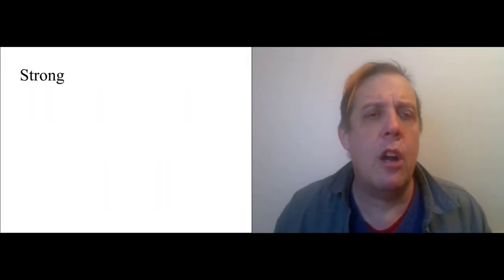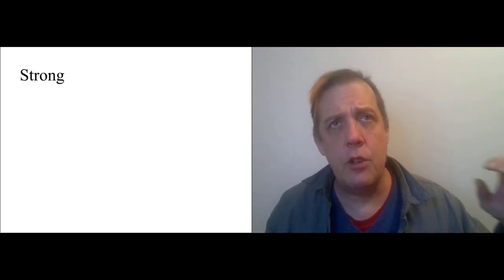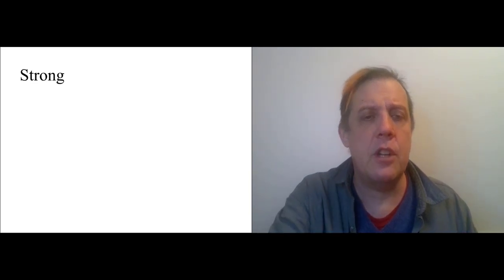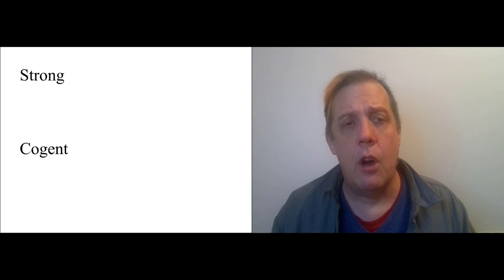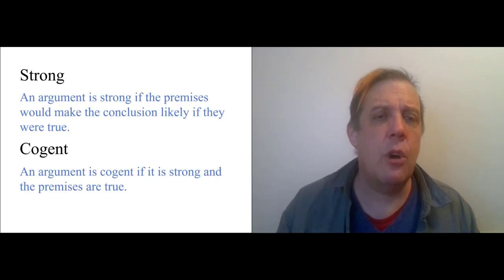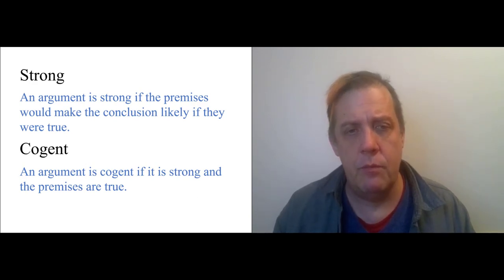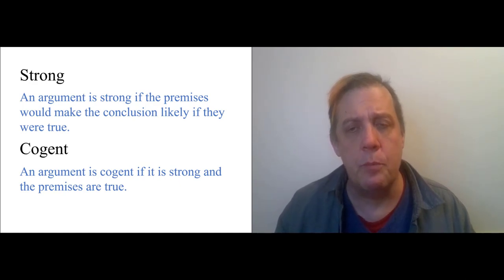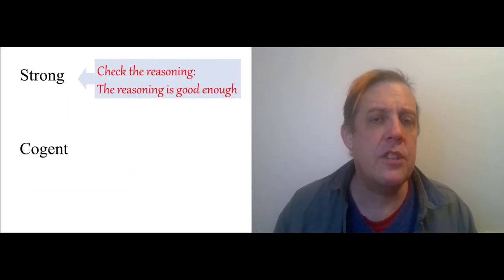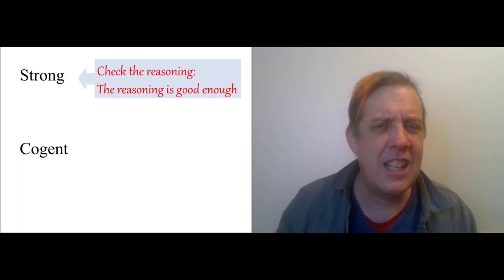So, an argument can be strong. We now have three terms: valid, sound, strong, and then we want to introduce another word, cogent. Cogent is the equivalent of sound for arguments that are strong. So an argument is strong if the premises would make the conclusion likely if they were true. And an argument is cogent if it is strong and the premises are true. So check the reasoning. The reasoning is good enough, we call it strong. What counts as good enough?